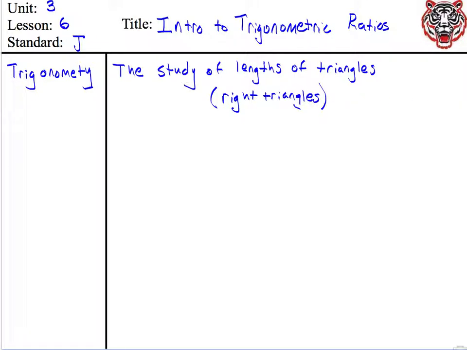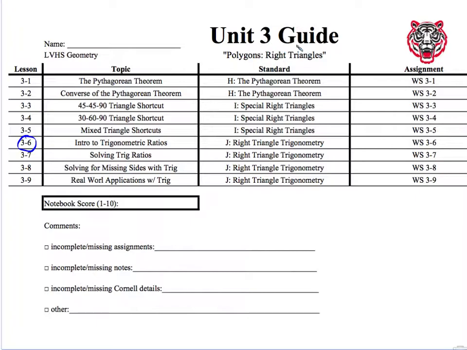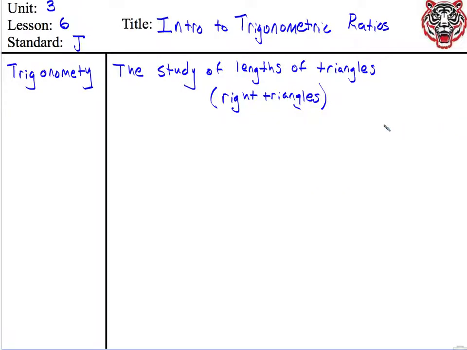And lo and behold, guess what unit we are in? We are on right triangles for Unit 3, so that makes sense. So here we are in our Unit 3-6, getting closer to 3-9. This is our new standard, J, right triangle trigonometry. So today is going to be just the introduction, the easy peasy stuff.